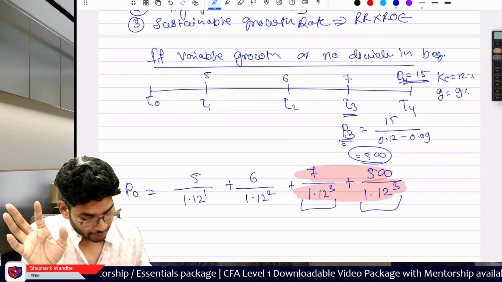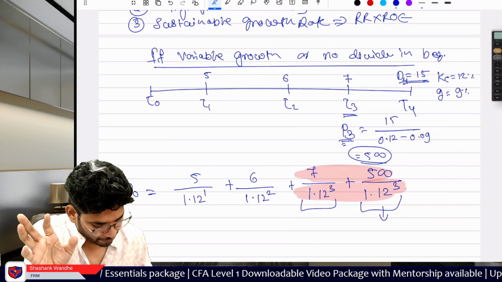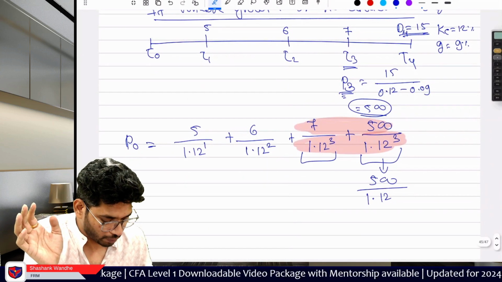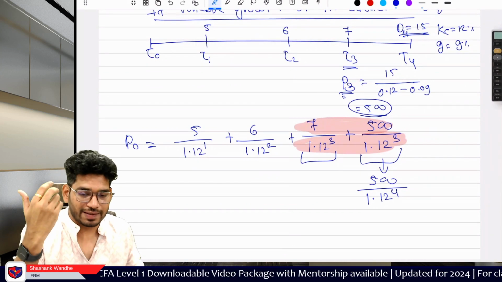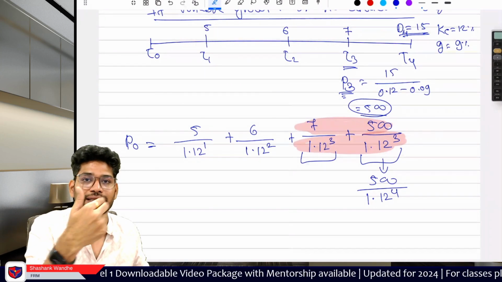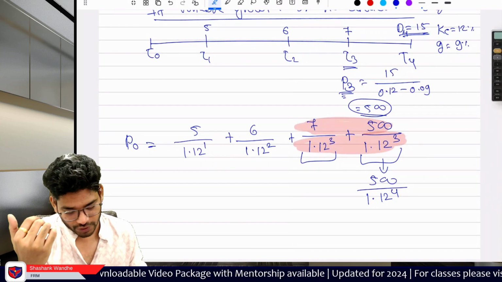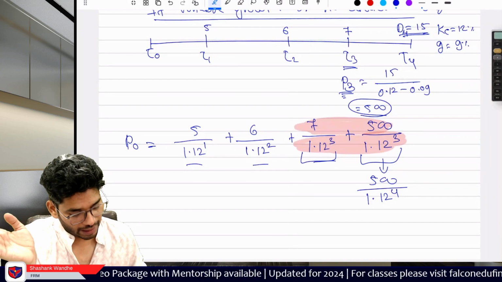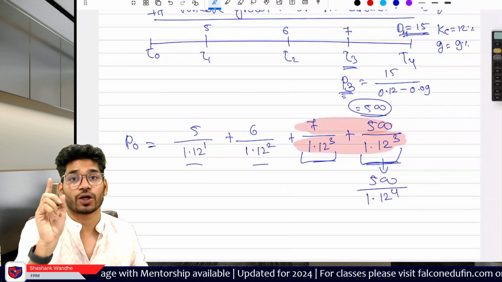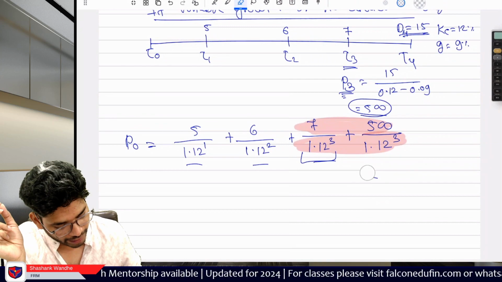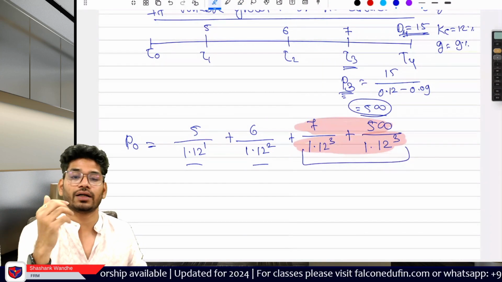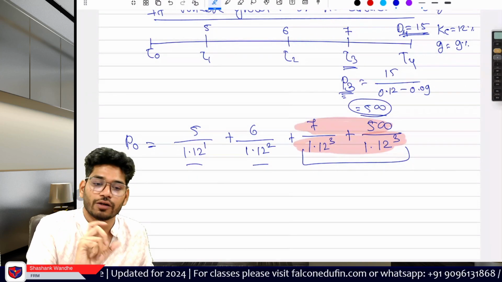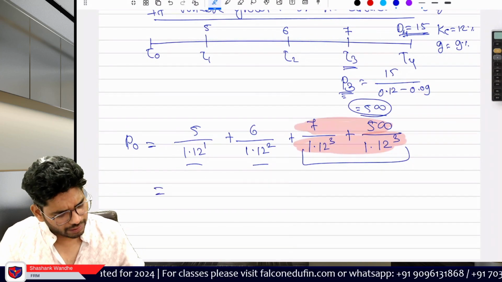So if by mistake you do this, so instead of 500 divided by 1.12 to the power 3, you write 1.12 to the power 4. Because see, what happens, this is a very common confusion, because you are increasing the power with every step. So here the power is 1, here the power is 2, here the power is 3. So by mistake, it is possible that you will end up taking a power of 4 here. Don't make this mistake. Take the power of 3. So the terminal value and the last dividend before that terminal value will have the same discount rate. And then do the calculation.